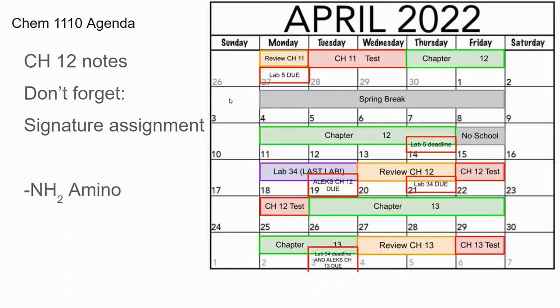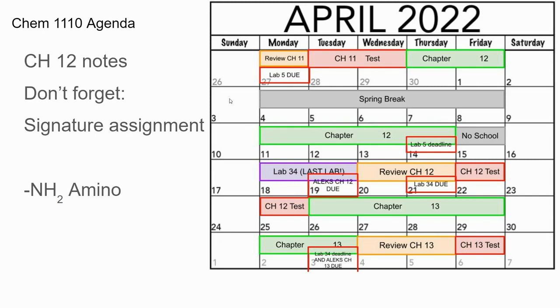Okay, let's go to our calendar. We're on day 2 of chapter 12 notes. We have one more day of chapter 12. And then lab 5 is due on Thursday. If you haven't already turned in lab 5, that's the last day you can turn it in without late points. And then we have our last lab, which you will come to on Tuesday. That's lab 34, so be thinking about the pre-lab and find a time to get it done. And then Alex chapter 12 is also due next Tuesday.